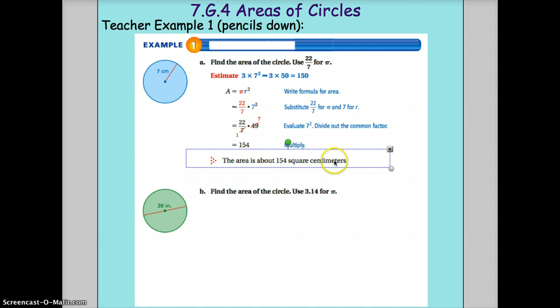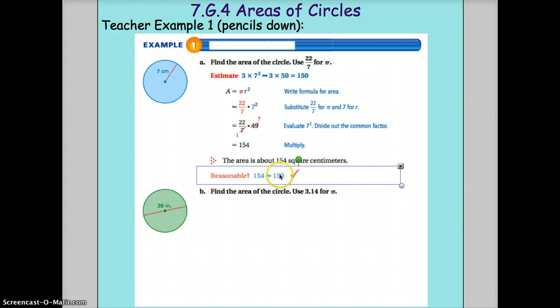When you write it out in words, you always put the square first. If you're writing it out simply using numbers, you'd have cm with an exponent of 2. Okay, and then going back and checking our estimate was that it should have been about 150. 154 is pretty close to 150, so our answer is reasonable. And again, that's a real quick, easy way of checking your work.